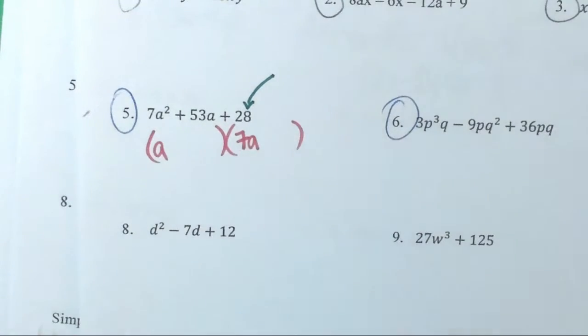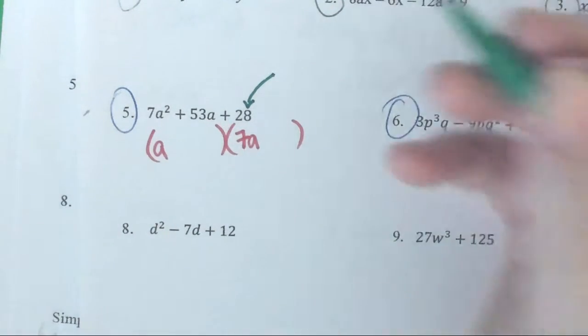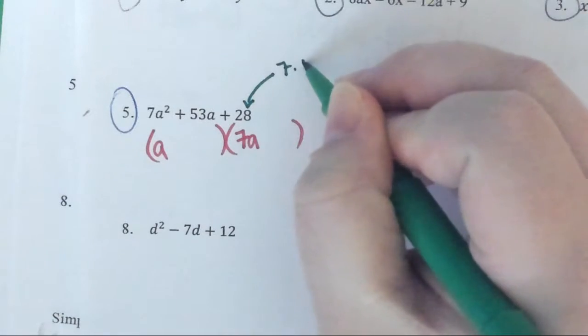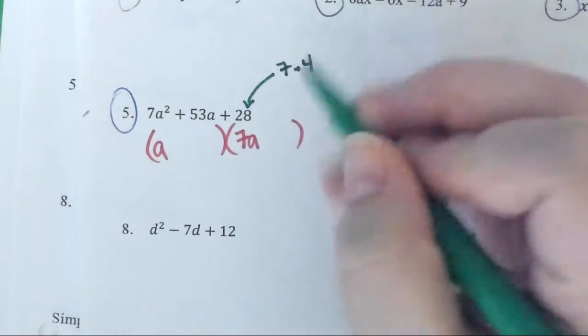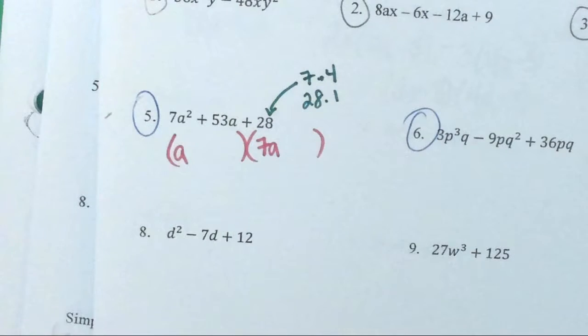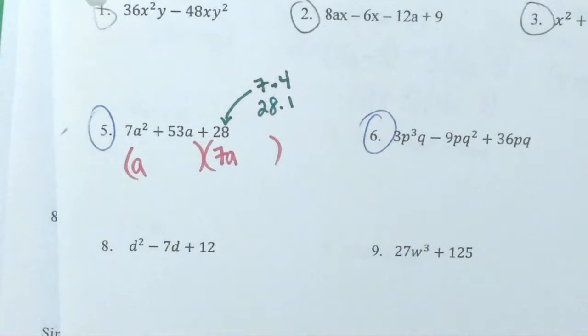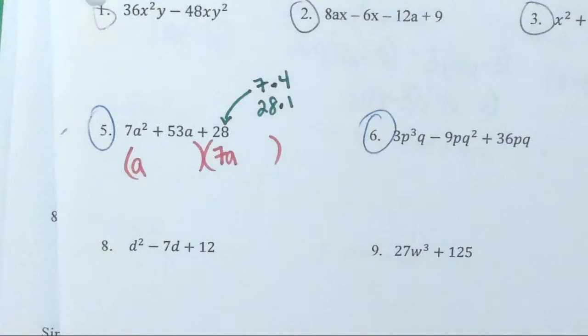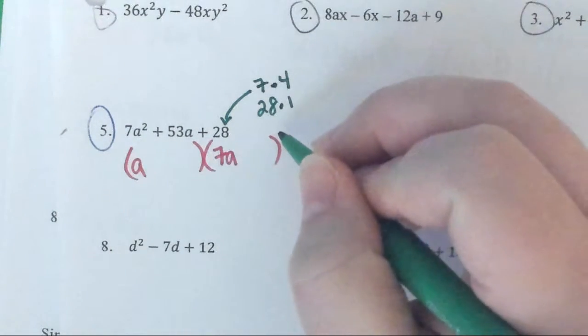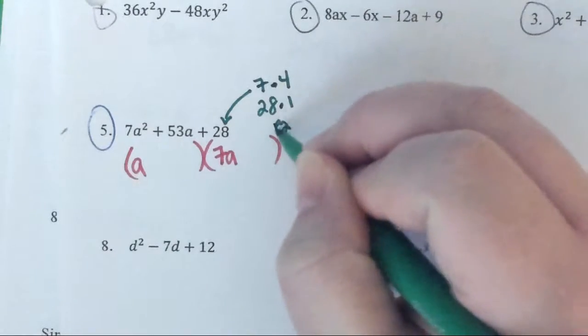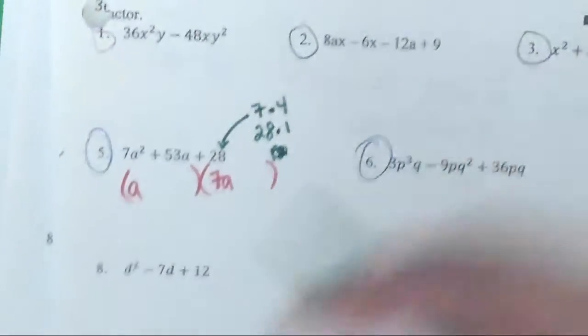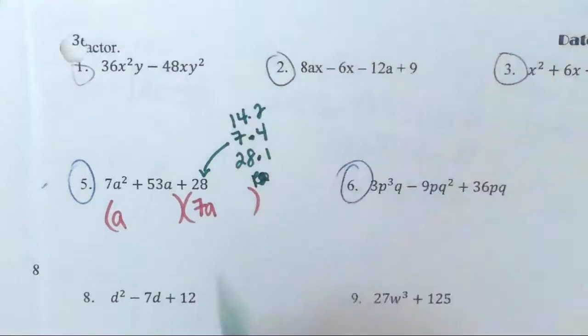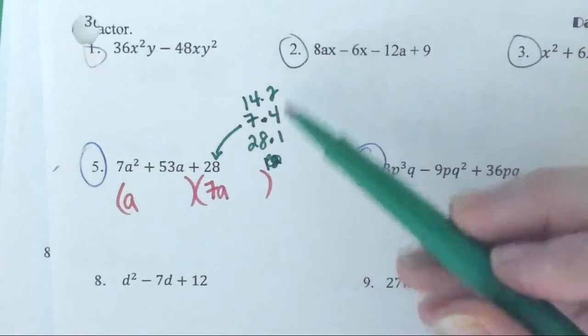So what are the factors of 28? 7 and 4 is good. What else? 28 and 1, you can have a point for that. There's still more. I can think of one more. We got 7 and 4. 12 and 4? 12 and 4 is not 28. 14 and 2. 14 times 2 gets us 28. Okay, so we have some options.